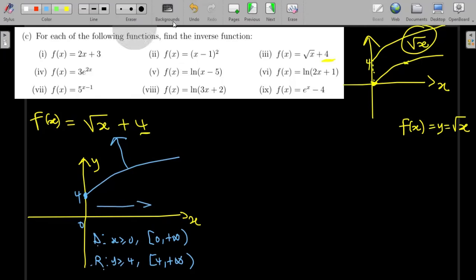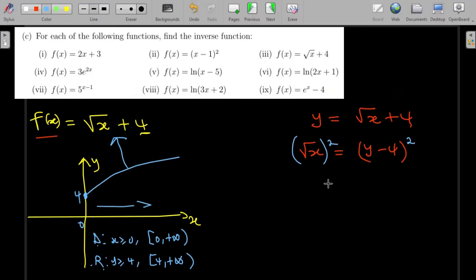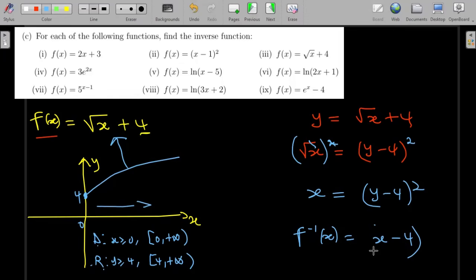Now we can find our inverse. We let f of x be equal to y, which is root of x plus 4. So root of x is equal to y minus 4. Then I square both sides, which cancels the root. So x is equal to y minus 4, squared. This gives me the inverse: where there's y, we put back x, so the inverse is x minus 4, squared.